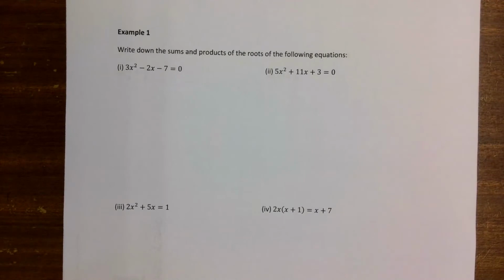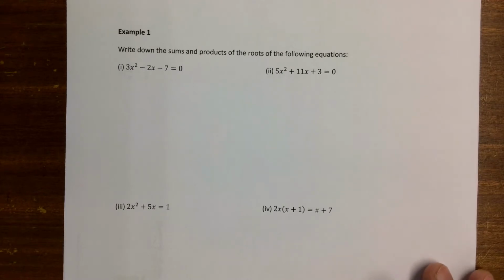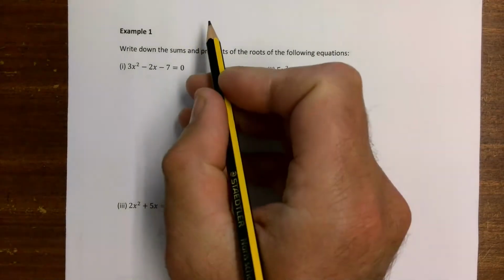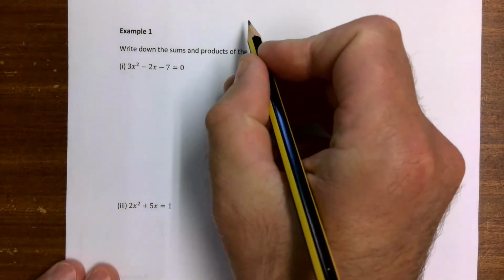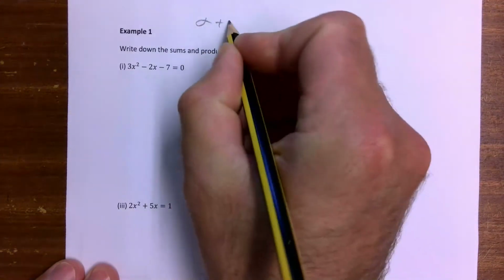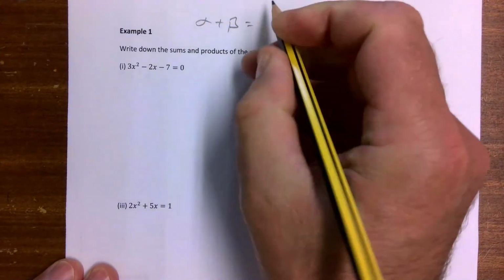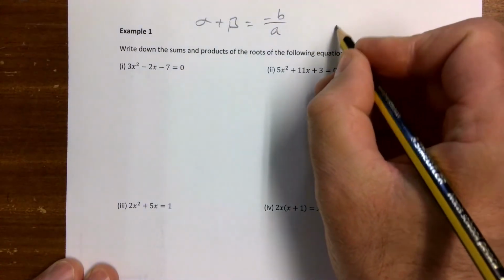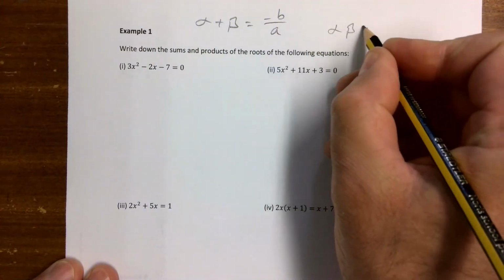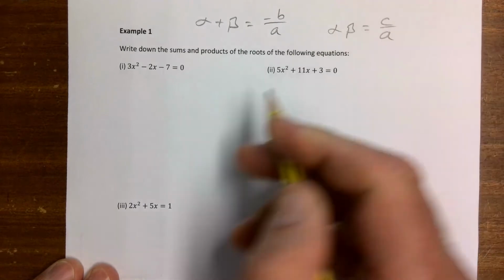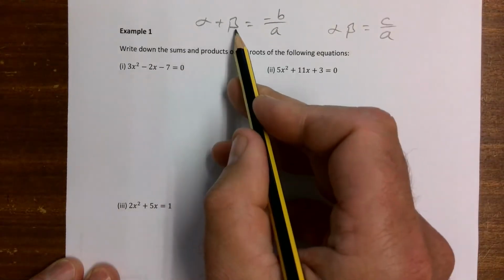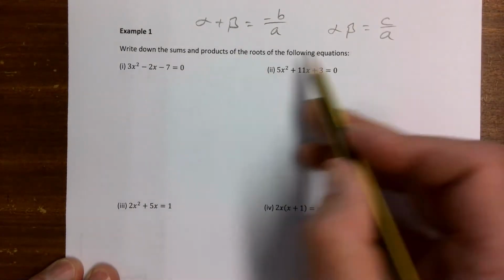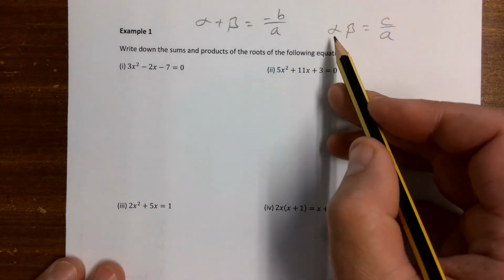Let's take a wee look at some of the questions that you can be asked then. So the first one says, write down the sums and products of the roots of the following equations. Here's what we know. We know alpha plus beta is minus b over a. I've just taken it from the last page, and we know that alpha beta is equal to c over a. Obviously the sum of the roots is alpha plus beta, where these are the two roots, and the product of the roots is alpha beta.